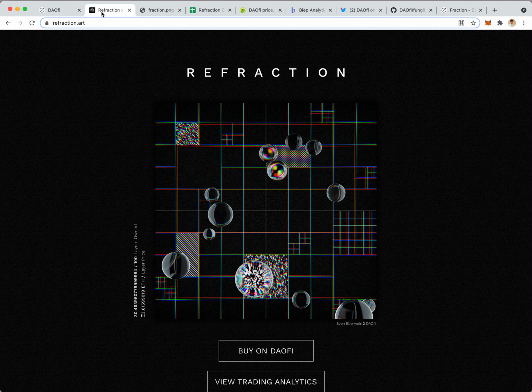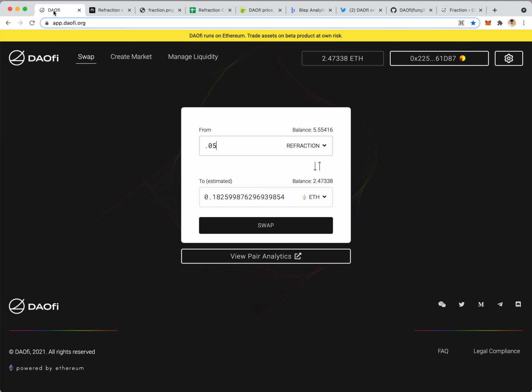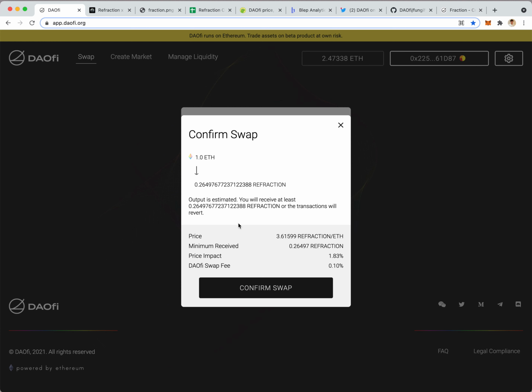So a lot of folks are asking about token utility for DAOfi. Every time there's a trade on DAOfi, we take a 0.1% trading fee, and those proceeds are used to buy back DAOfi tokens on the open market. So our goal and our ultimate KPI is daily trading volume on the DEX.